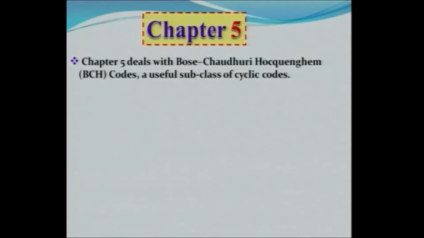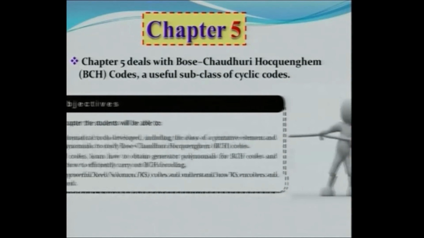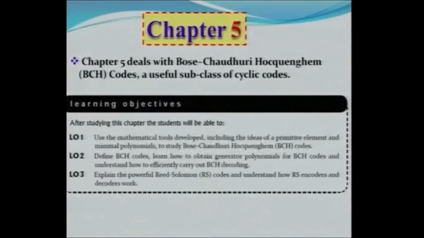Chapter 5 deals with Bose, Chaudhuri, Hocquenghem or BCH codes, which is a useful subclass of cyclic codes. The learning objectives of Chapter 5 are to develop mathematical tools including the ideas of primitive element and minimal polynomials, to study BCH codes, define BCH codes, learn how to encode them and to decode them efficiently, and finally learn about the powerful Reed-Solomon codes and understand how these Reed-Solomon encoders and decoders work.